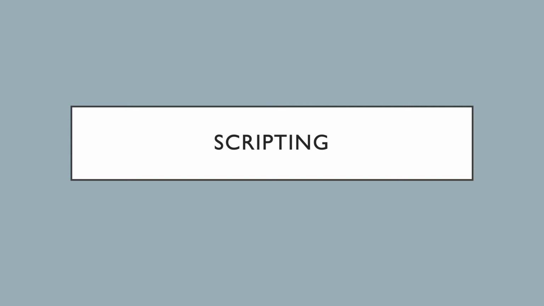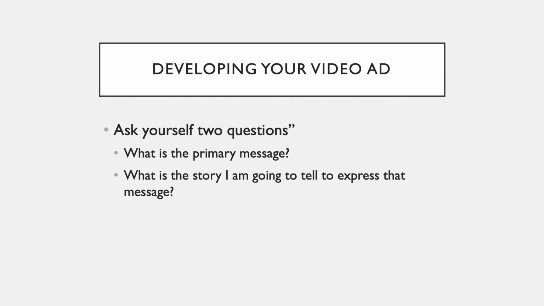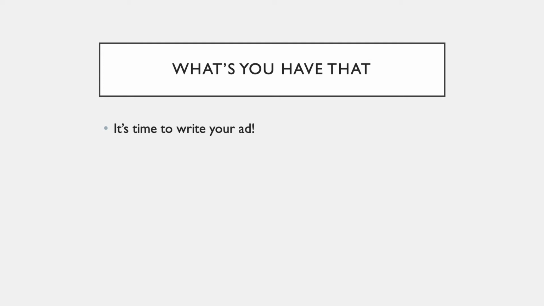So, in addition to filling out the little storyboard, you should write a script, and this should look very familiar to you after doing the radio/audio ads. Just like with any ad, you want to think about the two big questions. What is the primary message? And what is the story I'm going to tell to express that message? The second one is really the key element: how are you going to get to that message through the different images, through the script, and through the sound effects or music you're going to use. And once you figure that out, it's time to write your script.